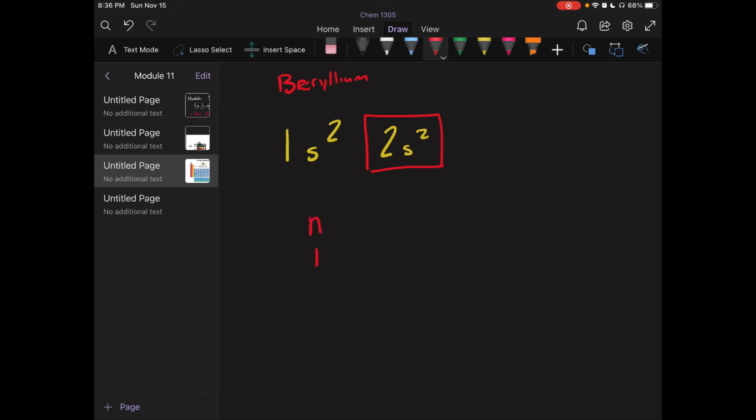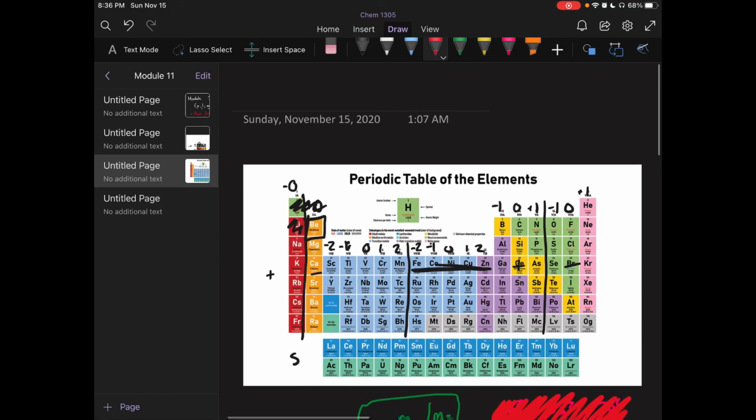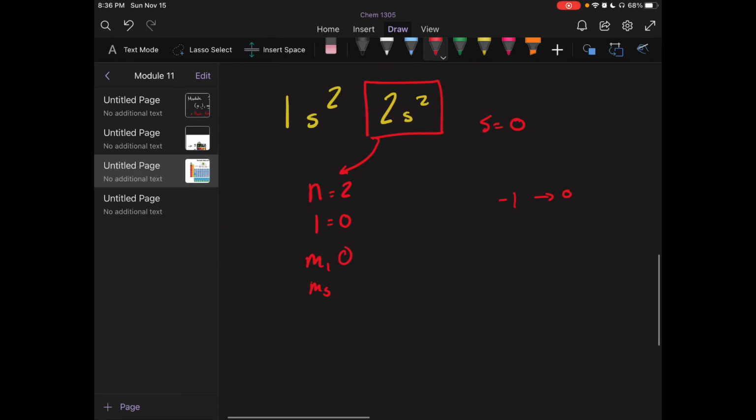So n, l, ml, and ms. n would be 2. Remember that S is equal to 0, so l is 0. ml can go from negative l to positive l, but since l is 0, ml is also 0. And let's go up to the periodic table. Is it on the left half or the right half of this S block? Because it's on the right half, we figure out that ms is equal to negative 1/2. So that is the quantum numbers using electronic configuration and the periodic table.